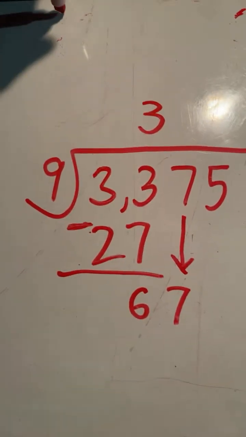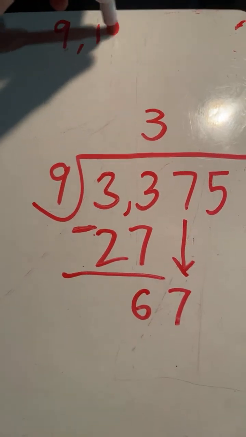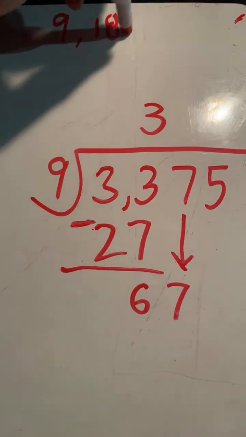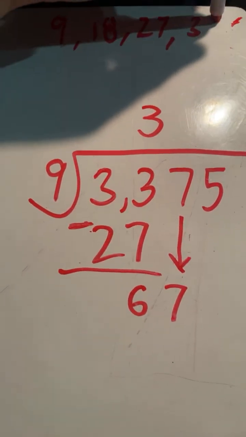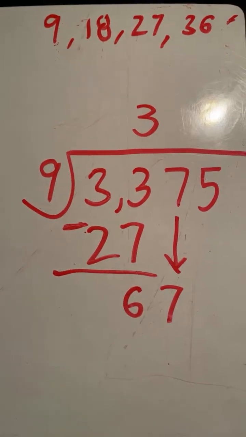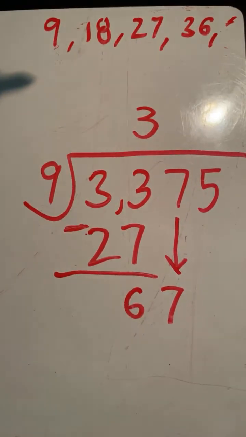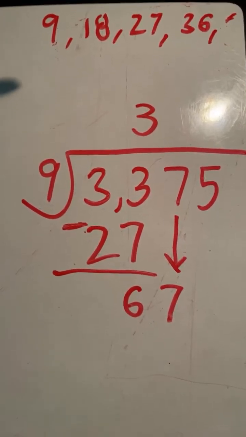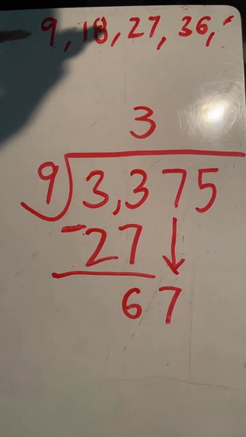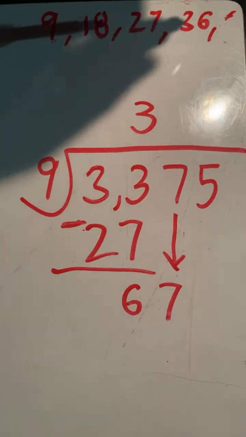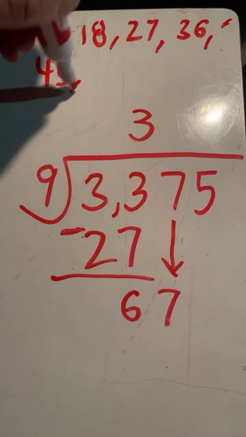So, 9, that's one group of 9. 18, two groups. 27, three groups of 9. 36, four groups of 9. We can keep going because the number's 67 now. We're going to get as many groups of 9 as we can until we pass 67 or get as close to 67 without passing it. So 9, 18, 27, 36, 45. I am now at 5 groups of 9.